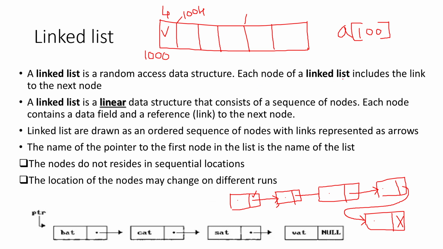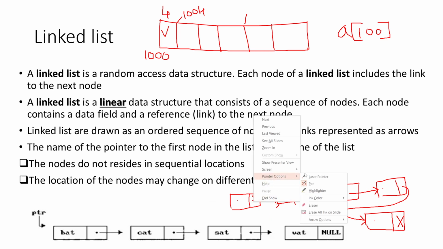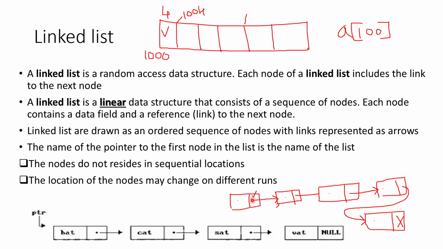Each node of a linked list includes the link to the next node. This is a link, which holds the address of the next node. A linked list is a linear data structure that consists of a sequence of nodes. Like this is the sequence of nodes. Here I'm not talking about linearity in terms of the address. I'm talking about linearity in terms of the arrangement: the first element, second element, third element, fourth and fifth. In that way it is linear, not in terms of the address.